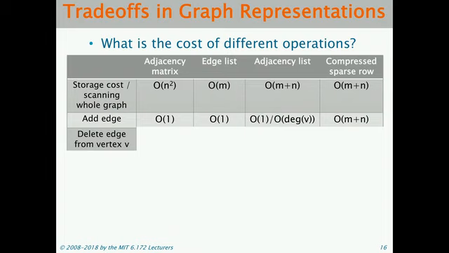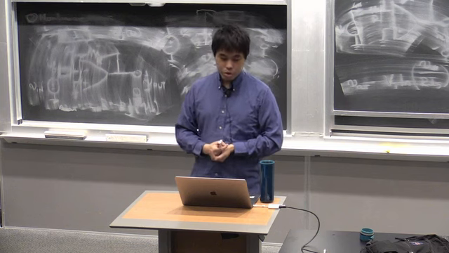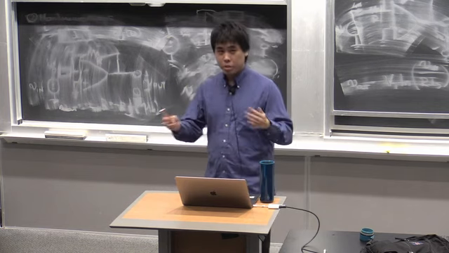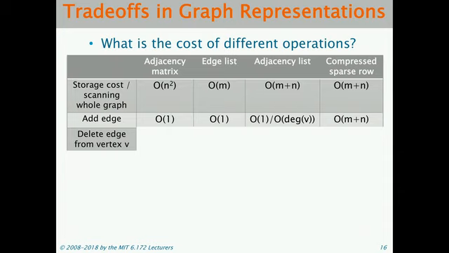For an adjacency list, it's going to take order degree of v work because the neighbors are not sorted, so we have to scan through the whole thing to find this edge that we're trying to delete. And then finally, for a compressed sparse row, it's going to be order m plus n because we're going to have to reconstruct the whole thing in the worst case.